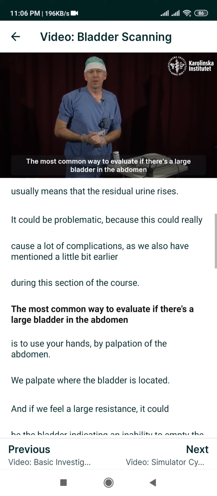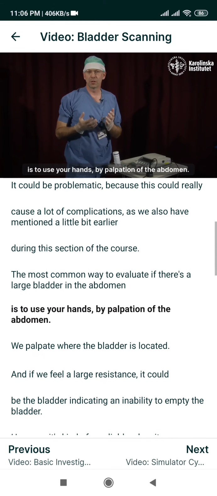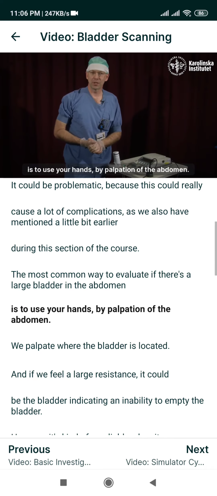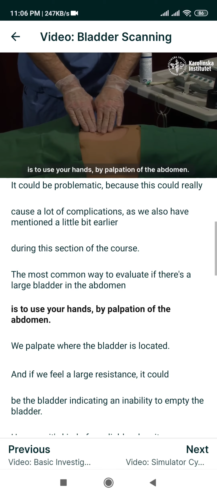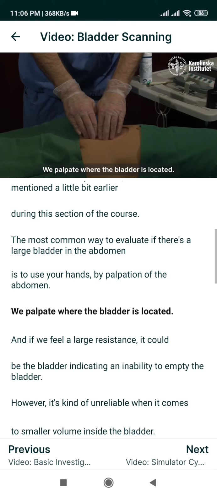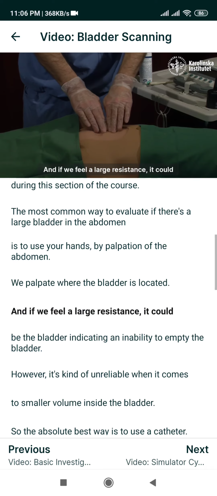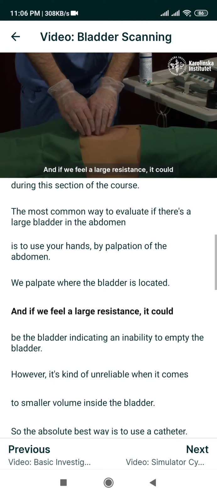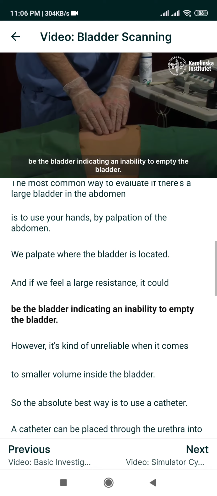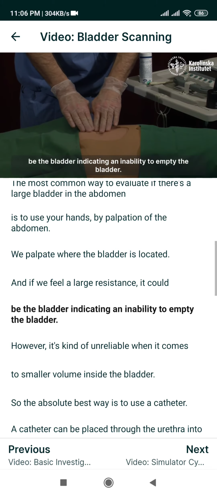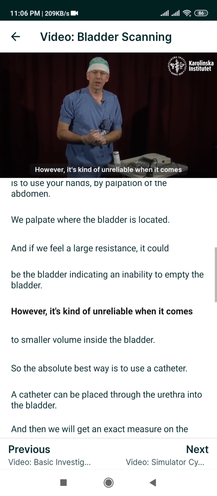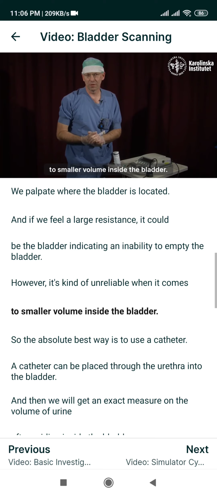The most common way to evaluate if there's a large bladder in the abdomen is to use your hands by palpation of the abdomen. We palpate where the bladder is located, and if we feel a large resistance, it could be the bladder, indicating an inability to empty the bladder. However, it's kind of unreliable when it comes to smaller volume inside the bladder.